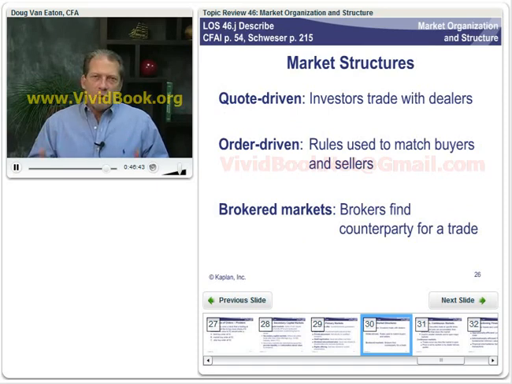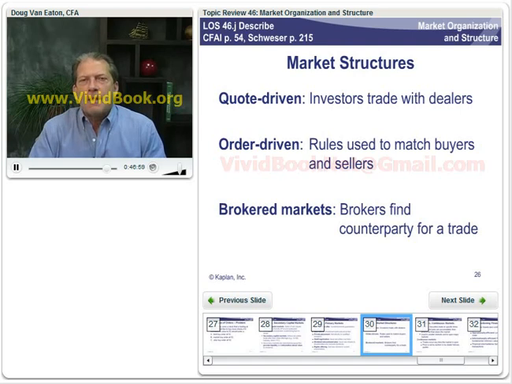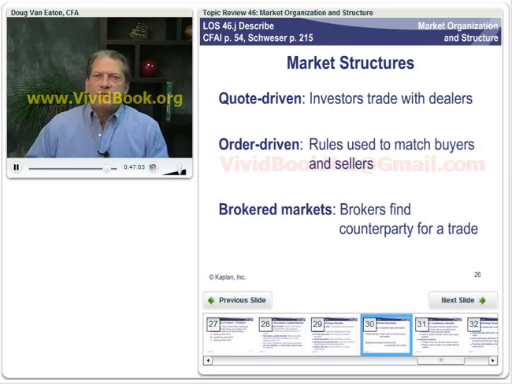An order-driven market, like the New York Stock Exchange, rules are used to match buyers and sellers. So it's the arrival of buy orders and sell orders, whether those are stop orders or market orders or limit orders, that are driving the trading and the pricing of the market. In a brokered market, brokers find a counterparty for a trade.